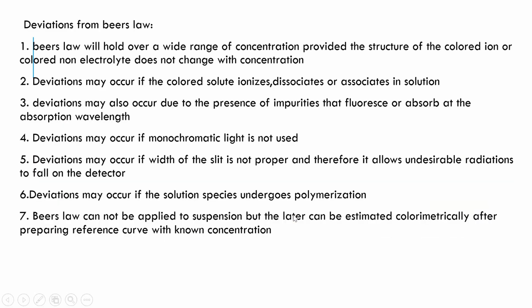This is specific absorptivity. There are some deviations from Beer's law. So Beer's law will hold for a wide range of concentration provided the structure of the colored ion does not change with the concentration. Structure should remain the same. Next, deviations occur if the colored solute ionizes, associates or dissociates. Deviations occur due to the presence of impurities. Deviations occur if monochromatic light is not used. If the width of the slit is not proper, deviations are also observed. If there is polymerization, deviation can also be seen. Beer's law cannot be applied to suspensions, but these can be estimated colorimetrically.